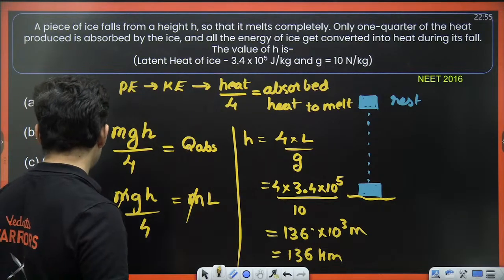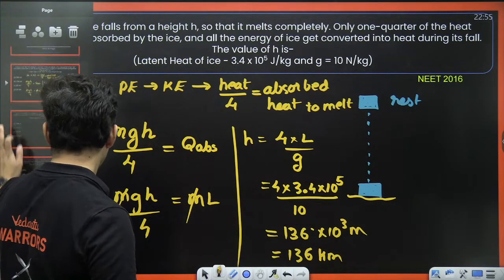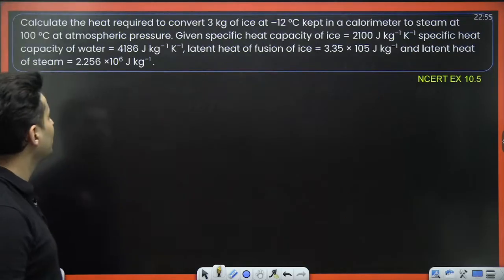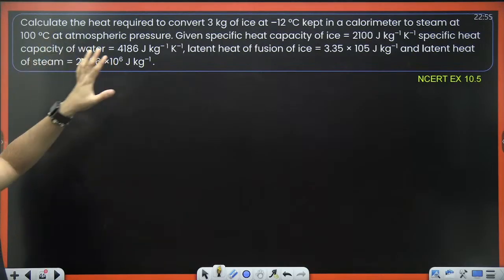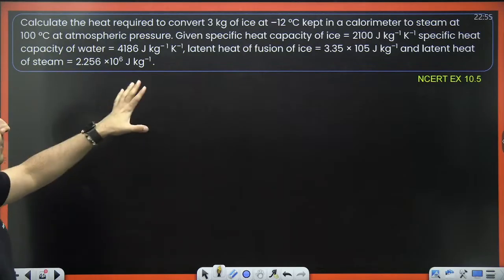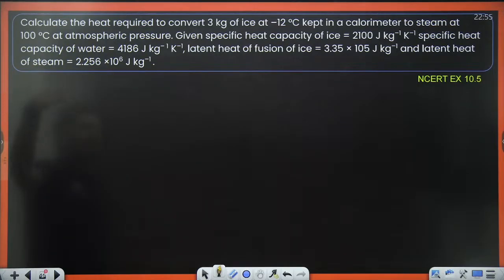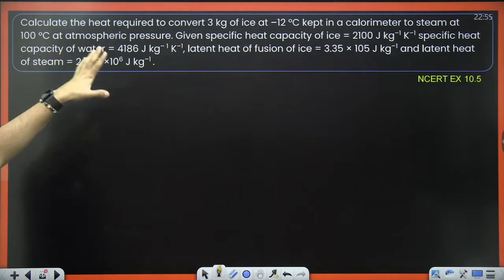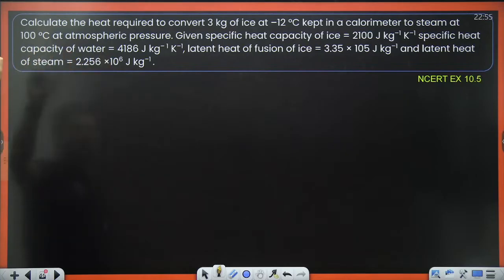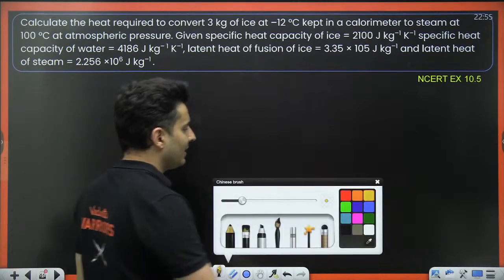So let's go to the next question coming up on your screen. Get ready for it. And here comes the next question. Calculate the heat required to convert 3 kg of ice at -12 in a calorimeter to steam at 100. Specific heat capacity of water is given, latent heat of fusion is given, latent heat of steam is also given. Very nice question.